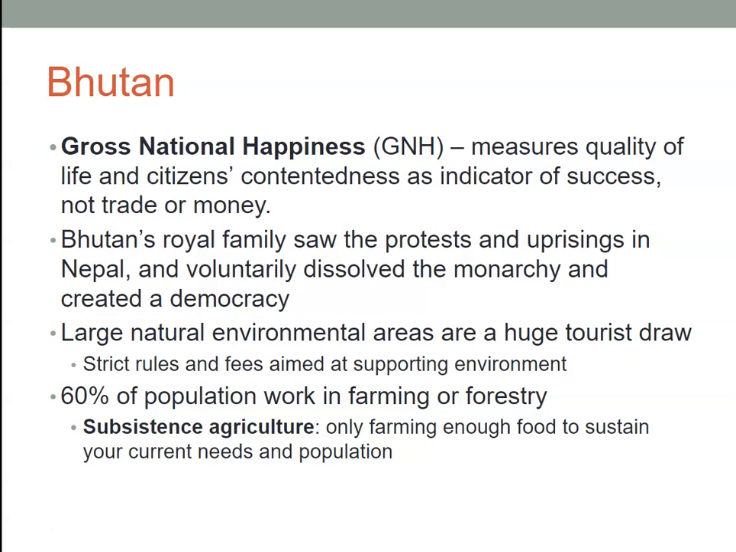Much of the world, and especially much of South Asia, people who work in farming do what's called subsistence agriculture, where you only farm enough to sustain your own needs and your population. You're not selling this to make money. You might trade. So if I have a bunch of eggs and you have a bunch of beets, we'll trade, and we can all have a lovely egg beet salad.